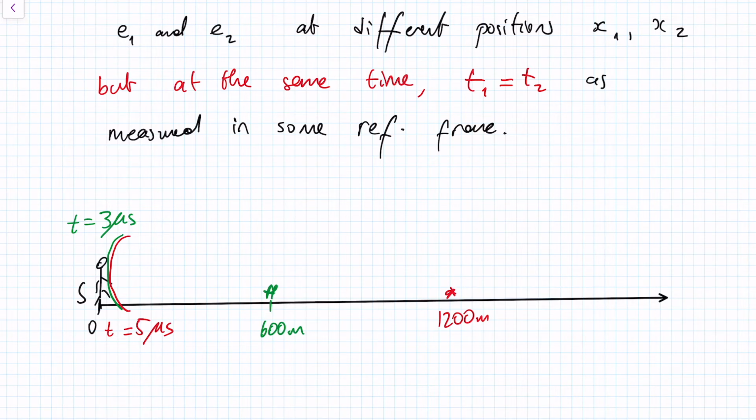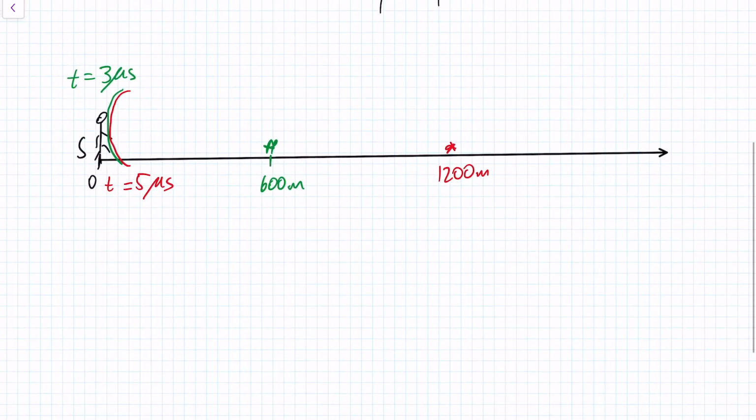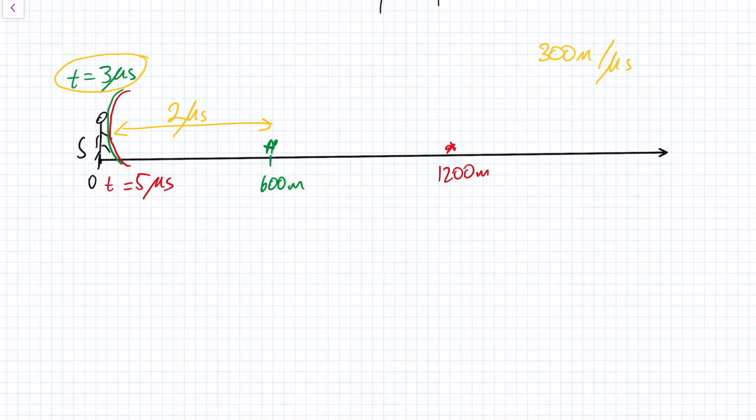Now, how do we test that? Well, we know the speed of light. The speed of light is 300 meters per microsecond. So if this is 600 meters, that means light must have traveled for 2 microseconds here. And since the person at the origin sees the event at t equal to 3 microseconds, that means the event must have taken place at t equal to 1 microsecond. That's quite straightforward.